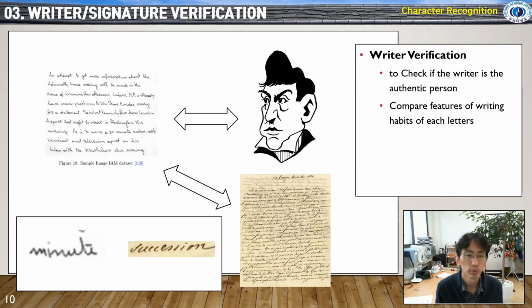Writer verification has been studied throughout history, because in many cases this is very important information. For example, we study whether a document belongs to a famous person or not. We can say, okay, this document was written by Abraham Lincoln, and somebody says, oh no, it is a fake document. In that case, we need to compare the authentic document and the given document, and we can check whether the document is real or not.